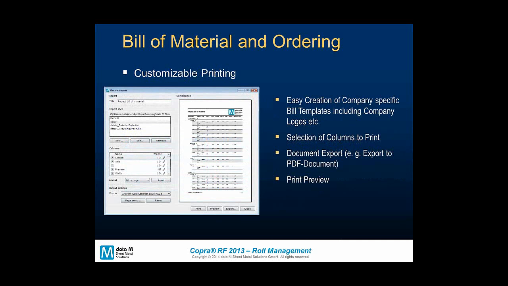In doing so, we then create a bill of materials, and we can customize the printing of this. We have a template. You can see here we have one with the Datem logo. It's quite easy to create a new one with your company's logo there, and we can make a selection of the columns we would like to print, and we can export this, say for example, to an Excel sheet or a PDF document, and we can print preview that also.